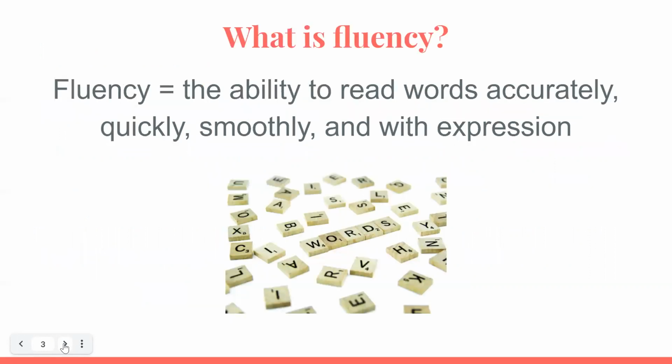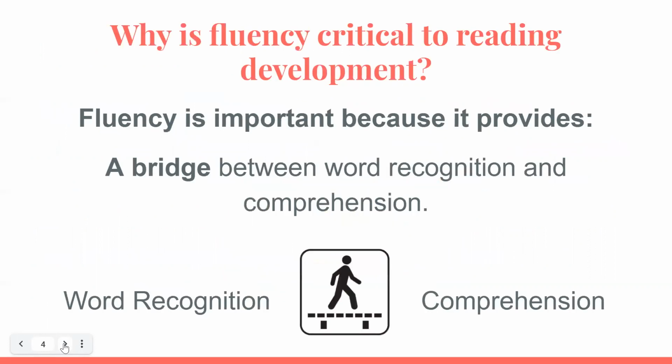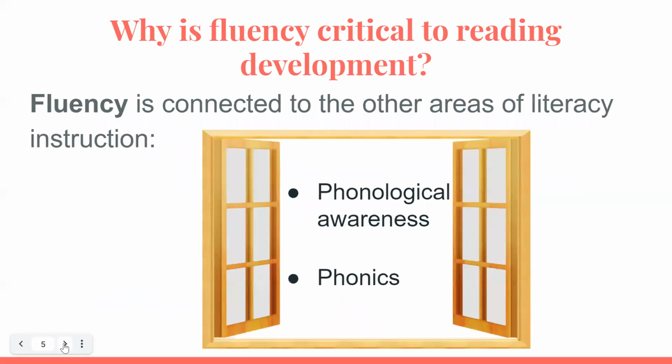What exactly is fluency? Fluency is the ability to read words accurately, quickly, smoothly, and with expression. Why is fluency important? Fluency is critical to reading development because it provides a bridge between word recognition and comprehension. It allows readers to make meaning from a text. Fluency is a window into a child's reading development. By listening to them read, we can determine what to focus our instruction on.